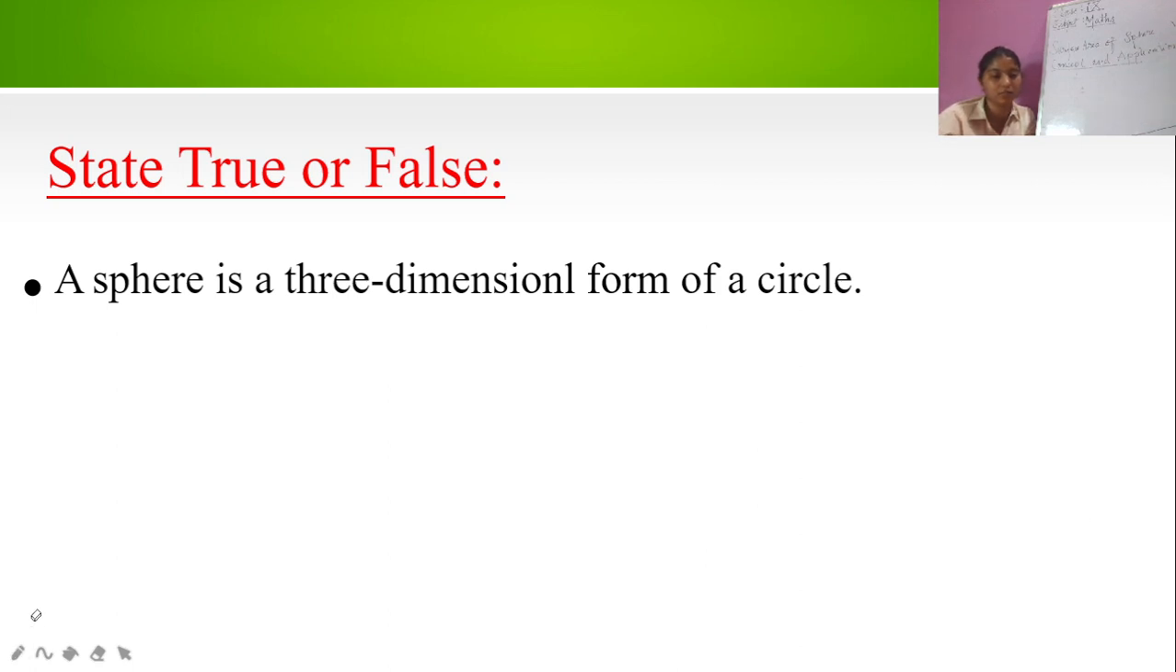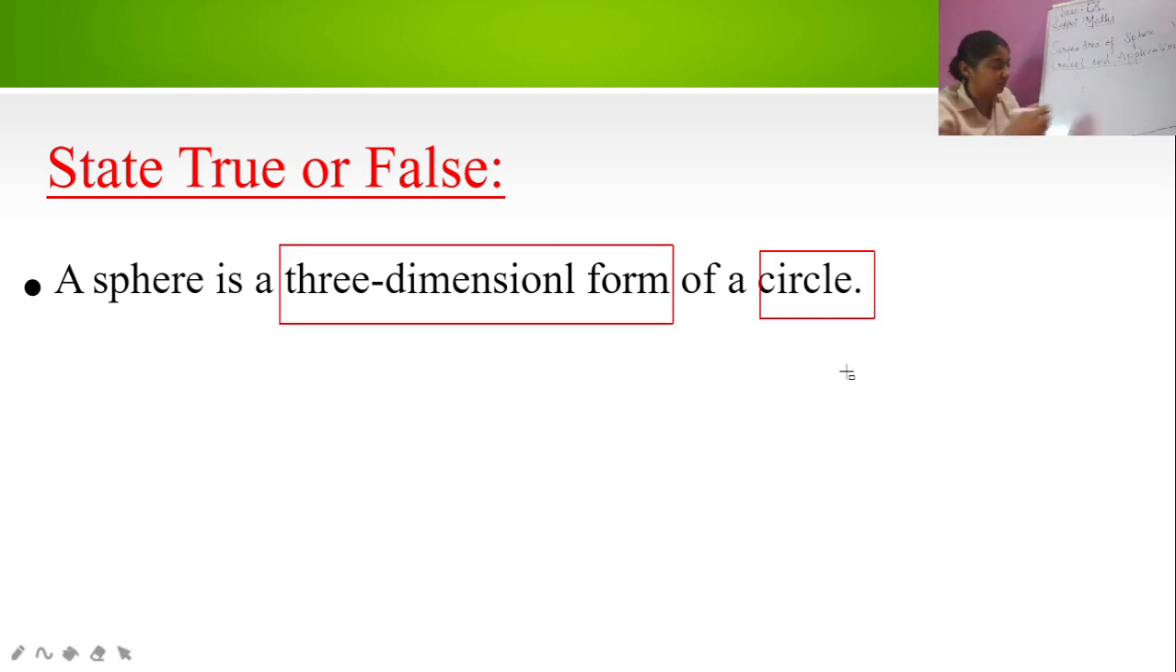Yes, very good students. So we know that a sphere is a three-dimensional shape, right? A sphere is a three-dimensional form of a circle only, right? Because when we draw or cut out a circle, it's a plane 2D shape, but a sphere is a three-dimensional form of a circle. So true is the correct answer.